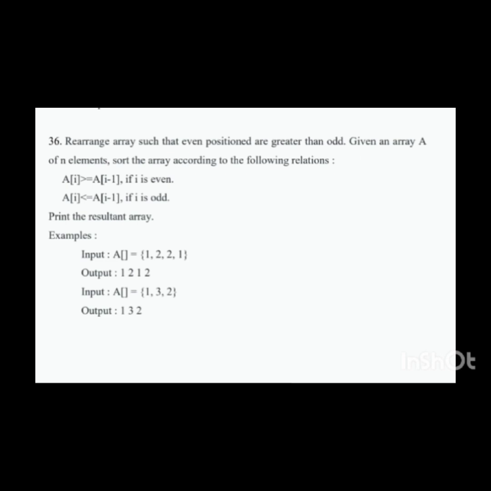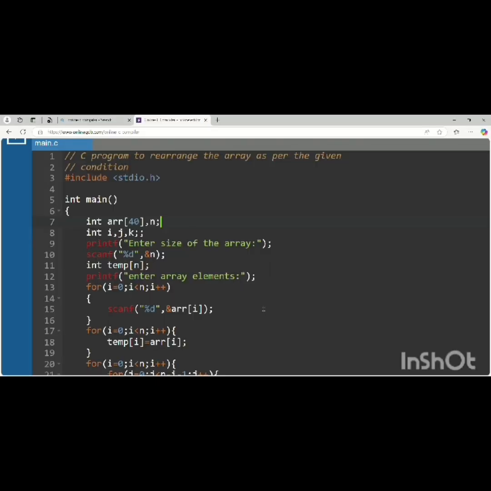Here is our problem statement. We have to rearrange the array in such a way that the even places are filled with greatest numbers and the odd places are filled with smallest numbers. Let's get into our program. The aim of our program is to arrange greatest numbers in even places and smallest in odd.